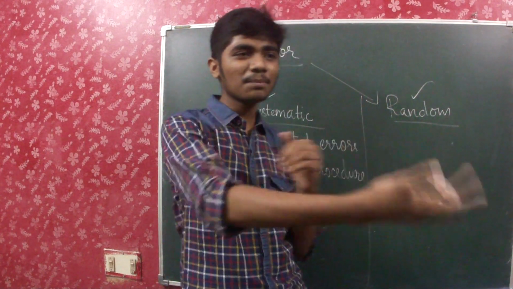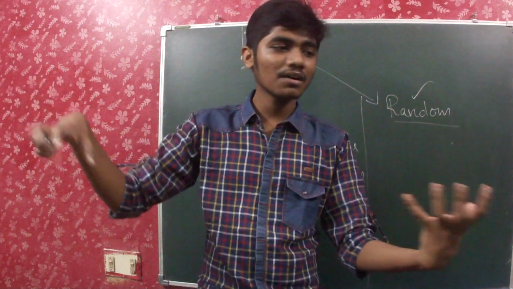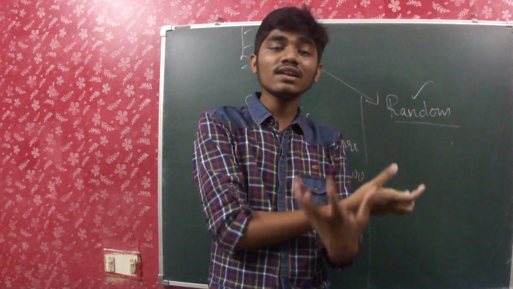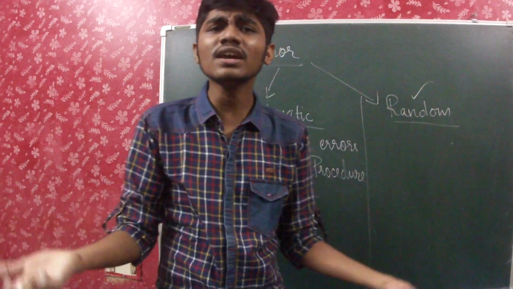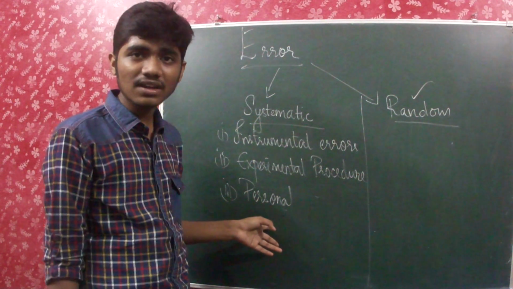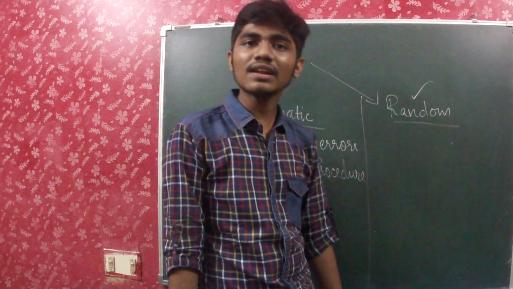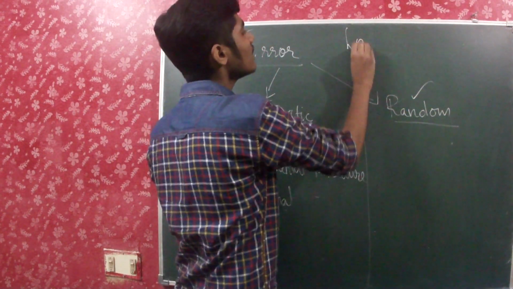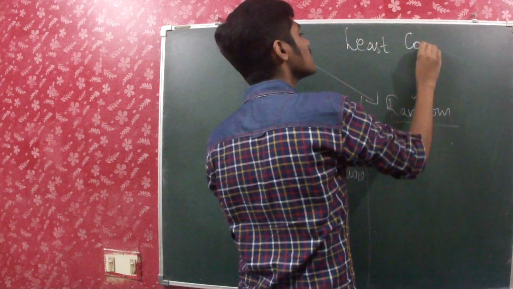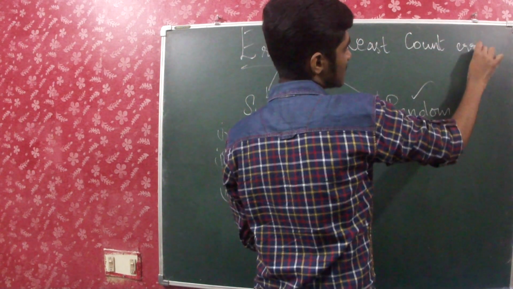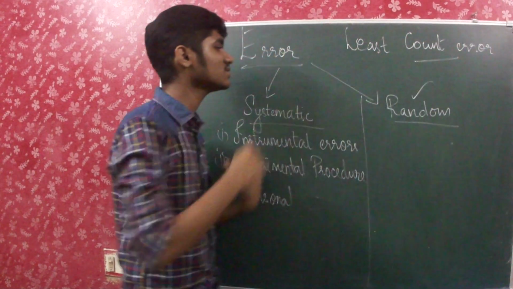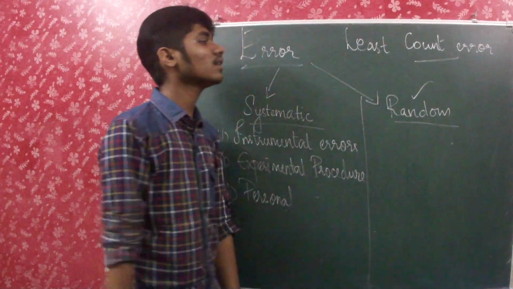The fluctuations in temperature, or the fluctuations during circuit experiments, like the error which occurs in wattage drops, are not committed by any of these three. So that's what comes under random error. And then we have to know about another error, least count error, which is common to both of these categories. At times it belongs to systematic, and at times it goes to random.